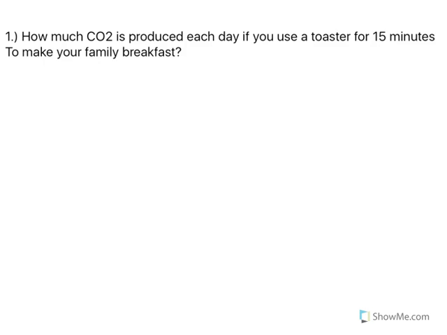All right, now we're going to do CO2 and electricity. So how much CO2 is produced each day if you use a toaster for 15 minutes to make your family breakfast? Okay, now, first of all, a toaster uses 1100 watts per hour. Okay? 15 minutes is 1/4 of an hour, so that's 0.25 hours.